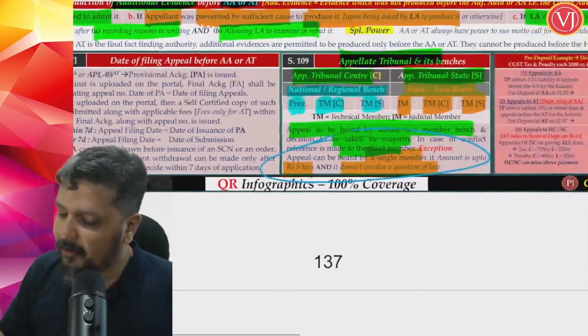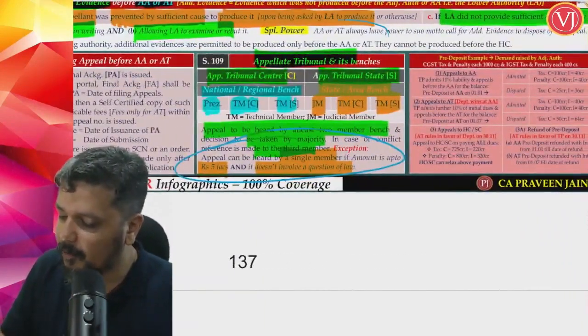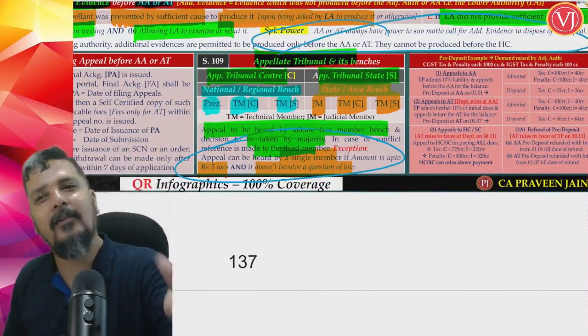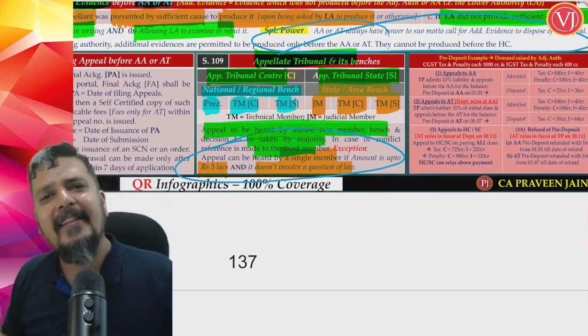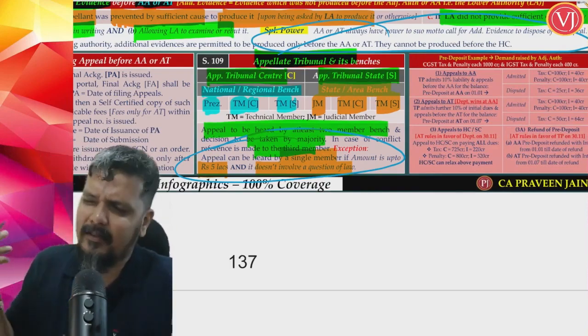Right. Also understand that these two authorities, suo motu, can always ask for additional evidence. See, this is when you try to give additional evidence. Can they by default ask for additional evidence? Yes, they can always ask.